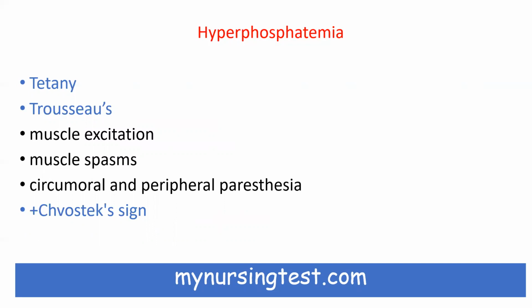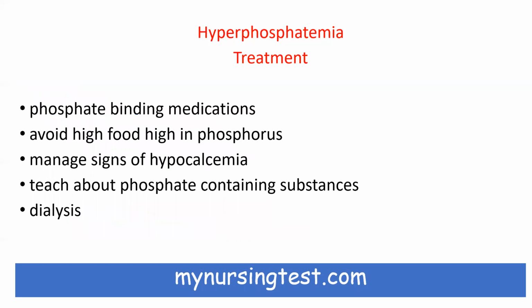So what are we gonna do for hyperphosphatemia? We're gonna use phosphate binding medications. And you see this a lot in dialysis patients. So you gotta avoid food high in phosphorus. You have to manage signs of hypocalcemia. You have to teach the client about phosphate containing substances. And your client, sometimes to get the phosphorus down, they will need dialysis.